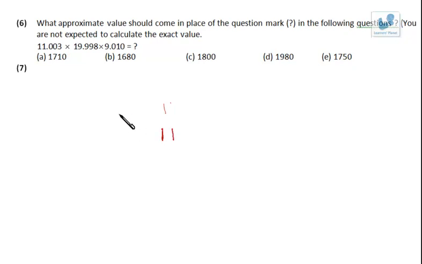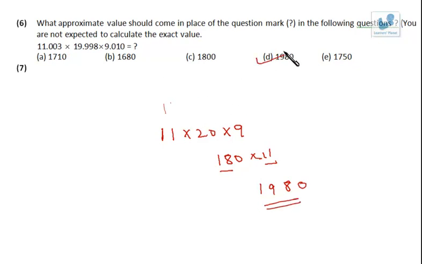So it's 11 into 20 into 9, right? Now 20 into 9 is 180. 180 into 11. So how to multiply 18 and 11? That is 1, 8. Put the sum in between. It's 198 and the 0 is there. So 1980. So it's 1980. The other options are quite far, so no need to worry.